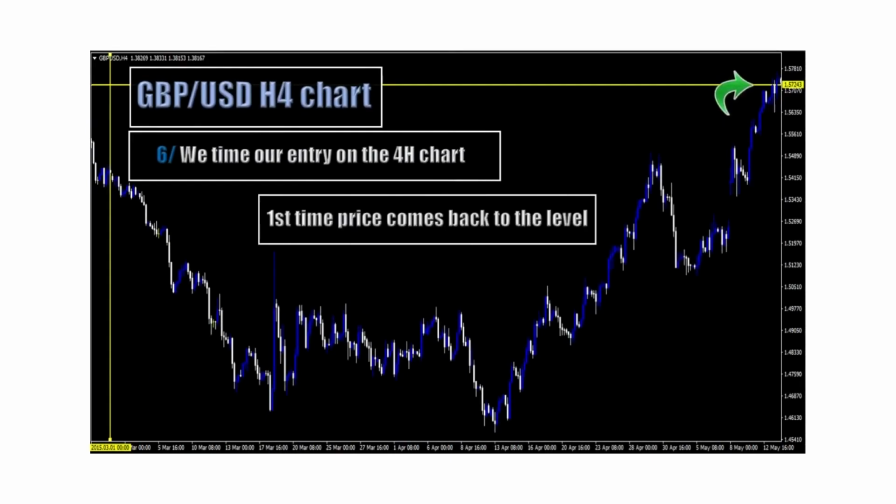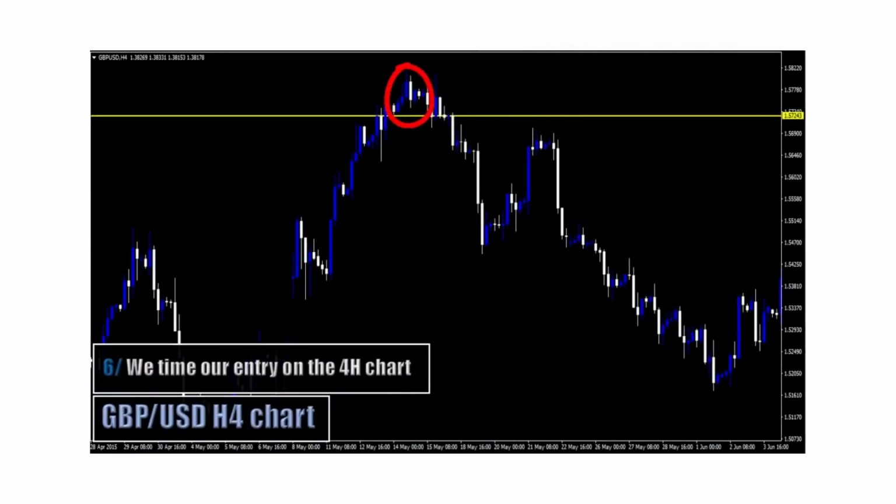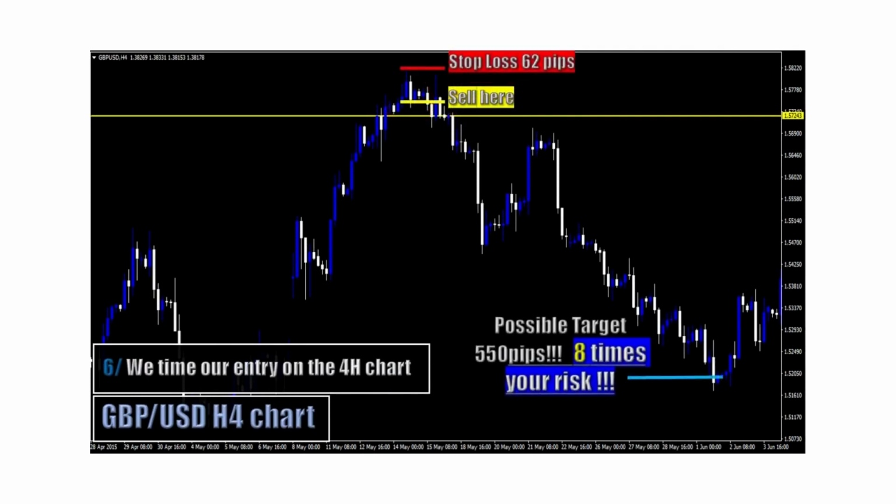The first time it comes back to the level, let's zoom in. Right here we can sell, we have an engulfing candle. Our stop loss would be 62 pips, and the price went all the way to 550 pips. This trade would have made 8 times your risk, which means eventually 16% of your account.